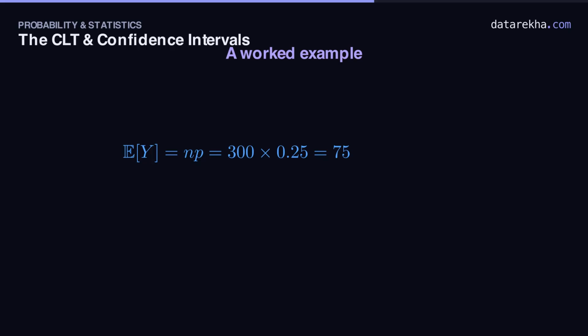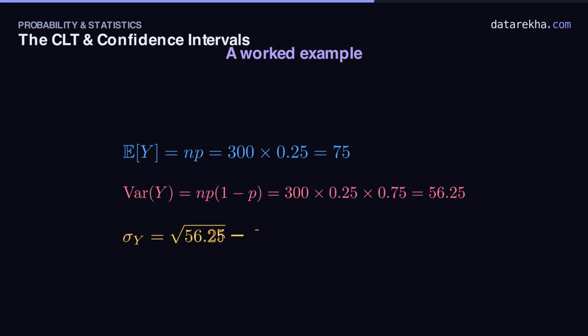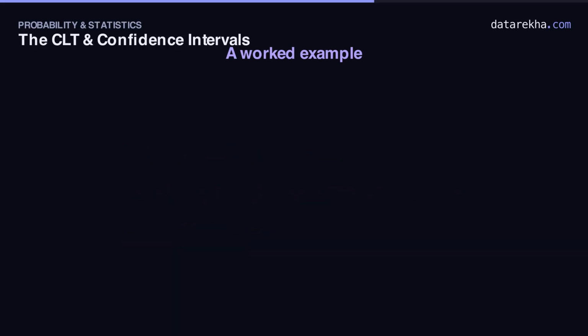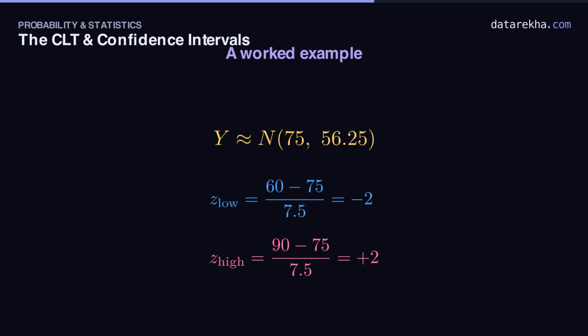First, its mean, n times p: 300 times 0.25 is 75. Its variance, for a sum of Bernoulli trials, is n times p times 1 minus p, 300 times 0.25 times 0.75, which is 56.25. Take the square root and the standard deviation is 7.5. So Y is approximately normal with mean 75 and variance 56.25. Standardize both bounds. The lower bound 60 becomes 60 minus 75 over 7.5, which is minus 2. The upper bound 90 becomes plus 2.